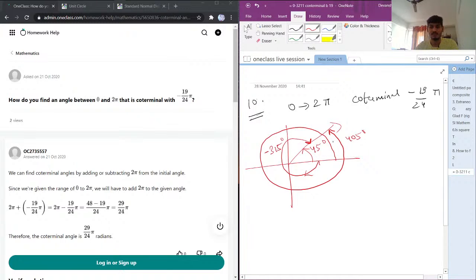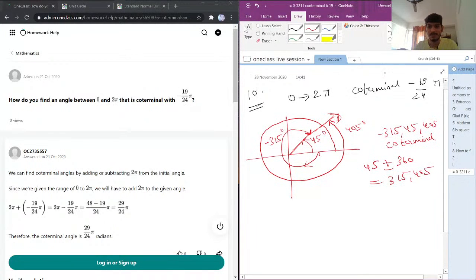Here we can see that negative 315, 45, and 405 all end at the same terminal. This is the axis at which all three angles end. So we can say that negative 315, 45, and 405 are coterminal. To calculate coterminal angles, for 45 we just add and subtract 360. We are dealing in degrees, so I'll write 360, and we will get 315 and 405.